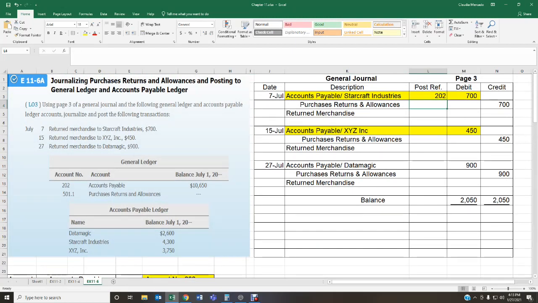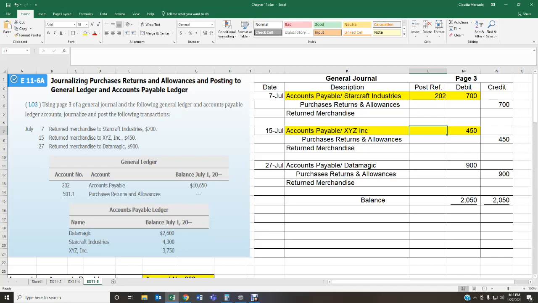Now I can move on to my next transaction. And don't forget that step, because I've had students do everything correct and then they forget to enter the post reference column information, and then points are deducted. You should be doing it after every transaction. What I usually do is I post all of them, and then once I'm done, I just go back and post everything on the post reference. But it's up to you how you do it, as long as you do it.